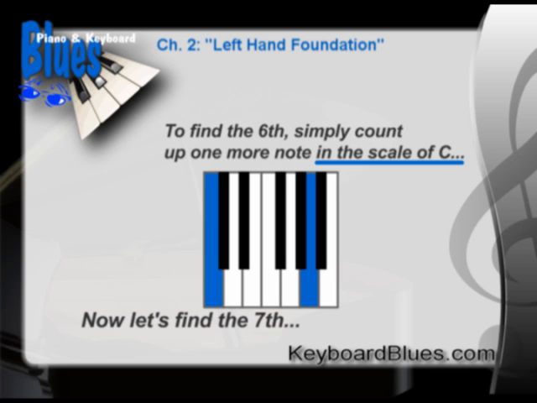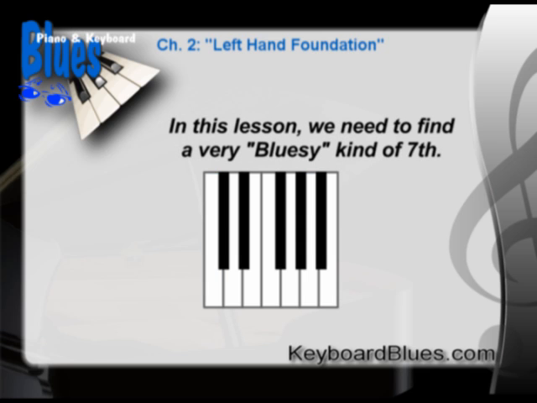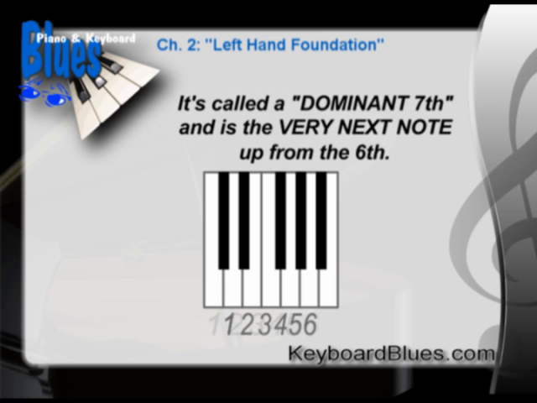Now let's find the seventh. In this lesson, we need to find a very bluesy kind of seventh. It's called a dominant seventh, and it's the very next note up from the sixth. Notice that the dominant seventh is a black note in this case because that's the very next note up from the sixth.